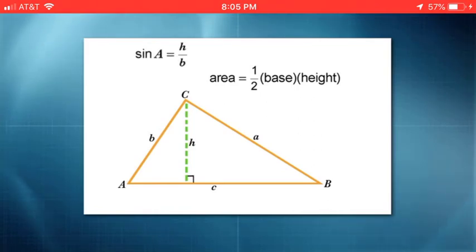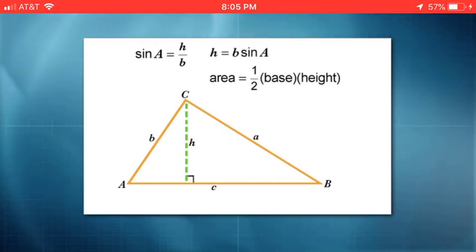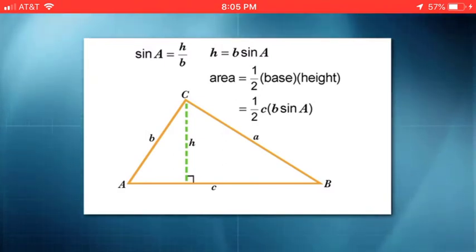Well, let's use our definition of trigonometry. Sine A is H over B, sine of A is opposite over hypotenuse. And now we have that the height would be B sine A, moving the B to the other side, and the area is 1/2 base times height, which is 1/2, the base is C in this triangle, and the height is now B sine A from that derivation we just did. And so the final answer is 1/2 BC sine A.